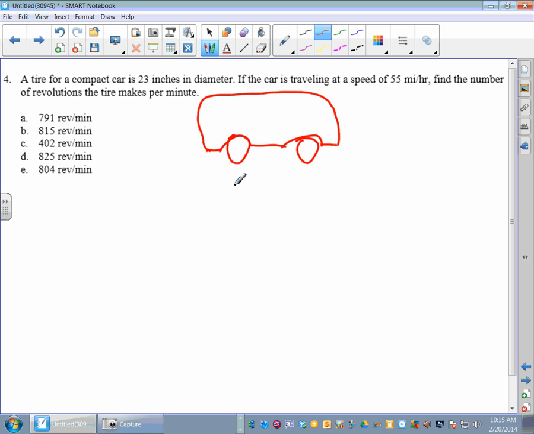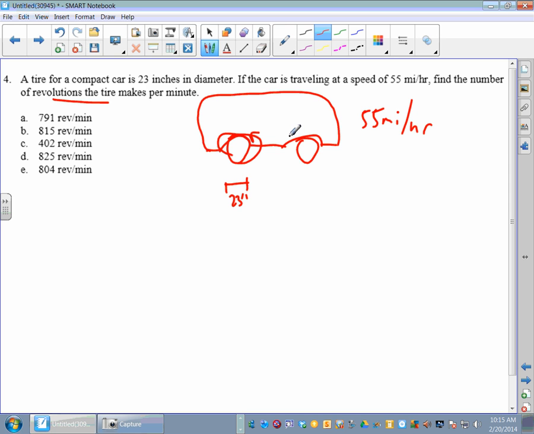Anyway, the diameter of this is 23 inches. Speedometer says 55 miles per hour. There's lots of ways to do it. You just want to see how fast the tires are rotating around. So you have to stick your head out the window as if your windshield is frosted up and you're trying to count the number of revolutions.